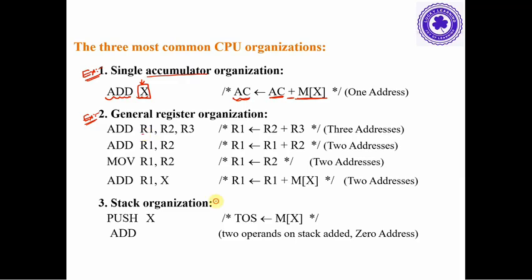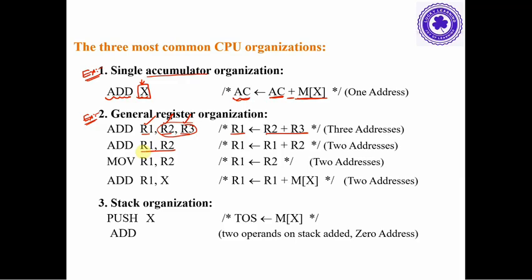Let us take an example, add R1, R2, R3. It means that R2 and R3 are added. The result is stored into R1. It means it requires three addresses to specify the three registers.